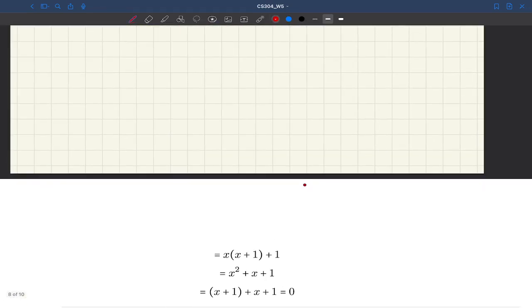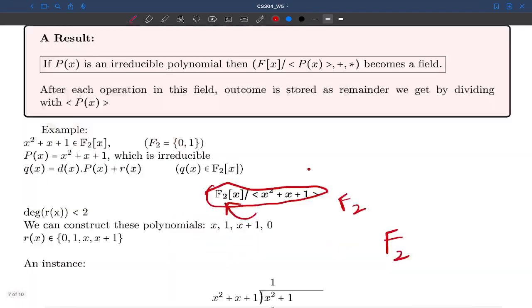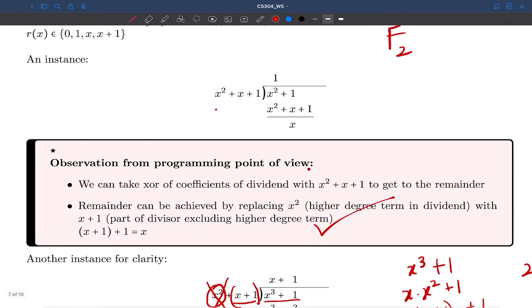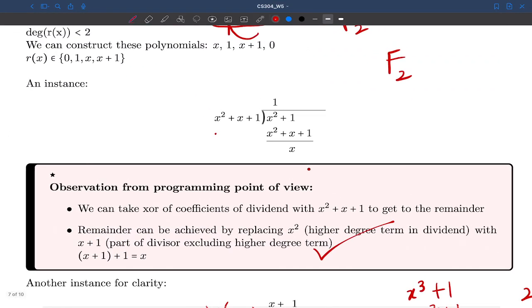So this was all about irreducible polynomials, and we saw how to find the remainder in a really fast way. So I hope you got it.